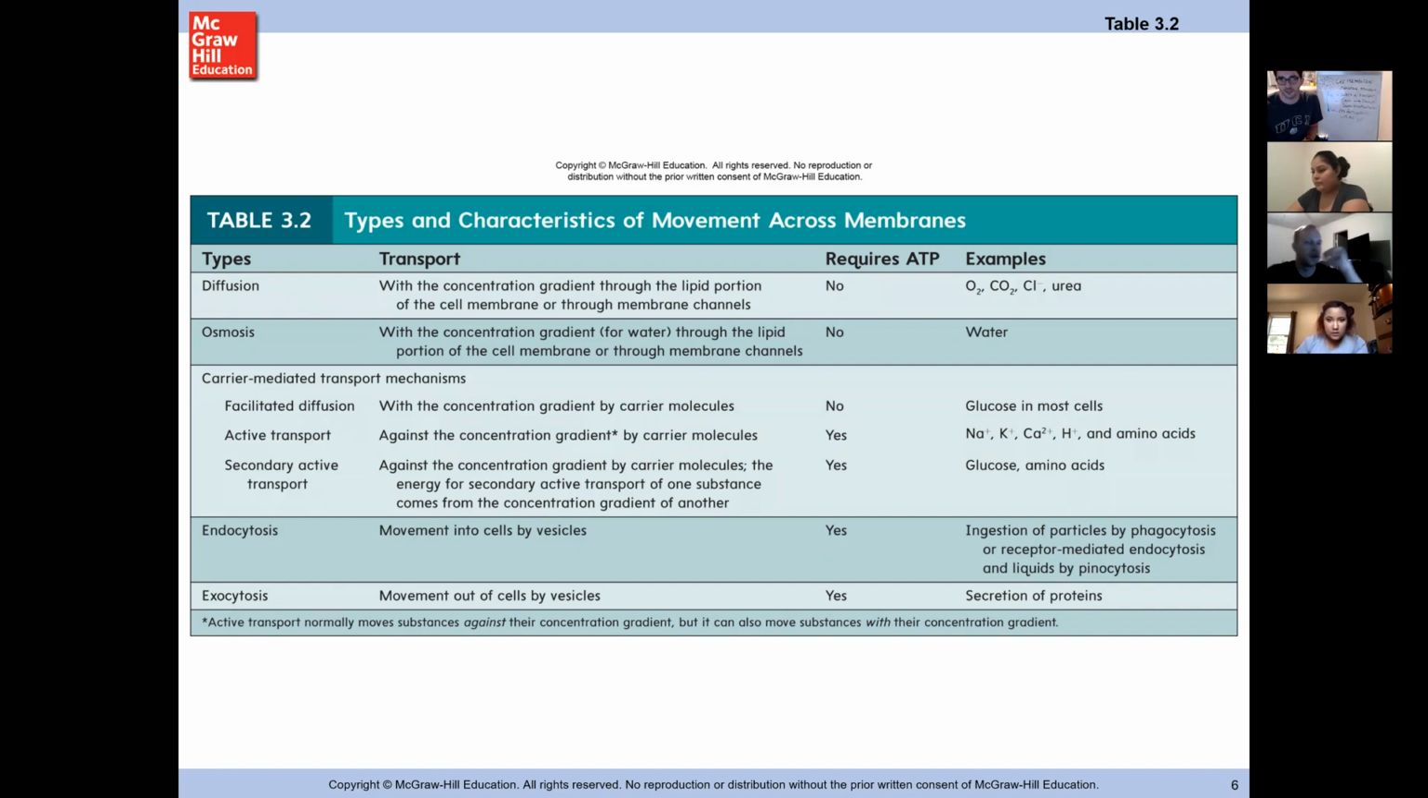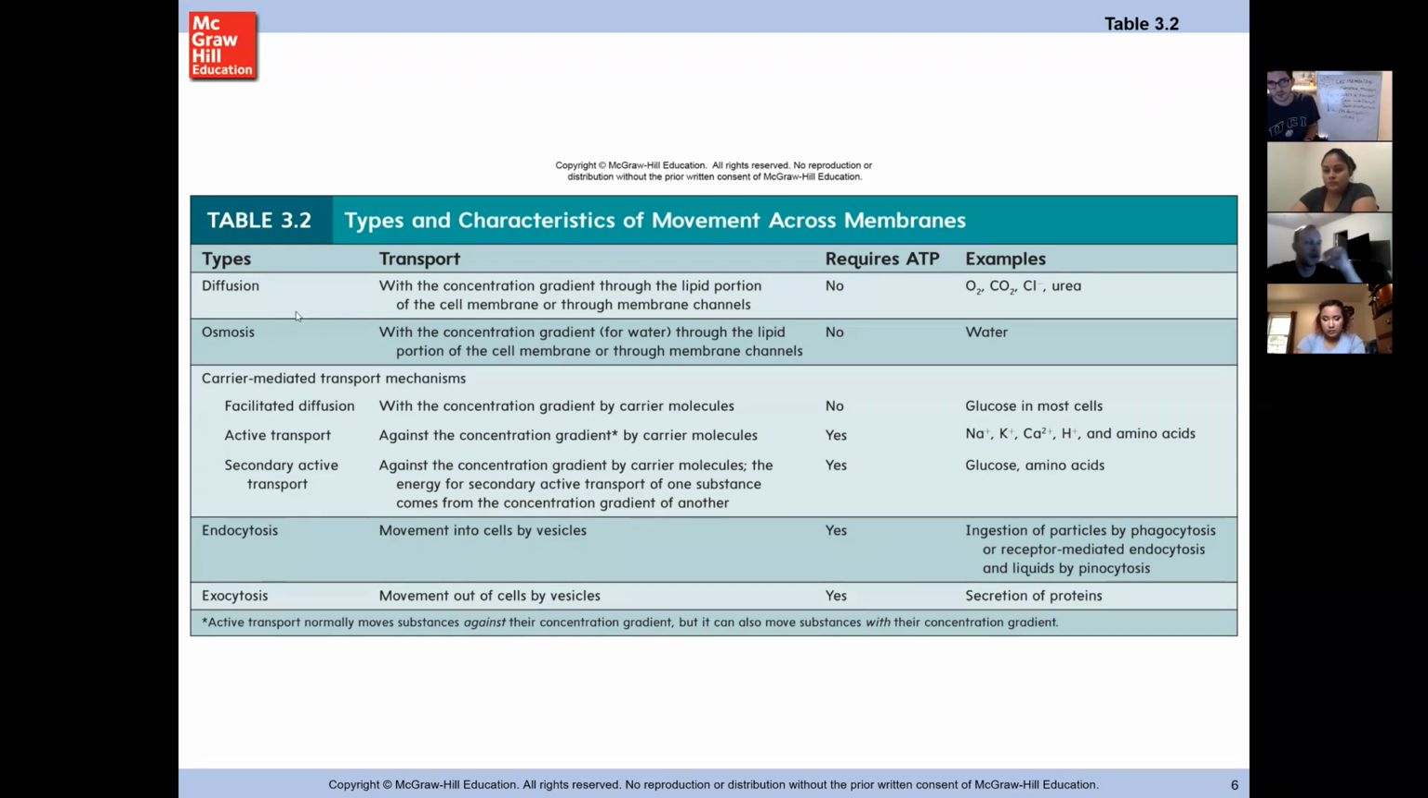The only difference is that diffusion is usually talking about the stuff that is dissolved in water. So things like oxygen, carbon dioxide, different kinds of ions like chlorine, urea, right? All of these things are good examples of molecules that can be dissolved in water and will move from high to low concentrations. Osmosis is the specific phenomenon of tracking the movement of water down its own concentration gradient. And that matters because of the way that cells will respond to water concentrations, okay?